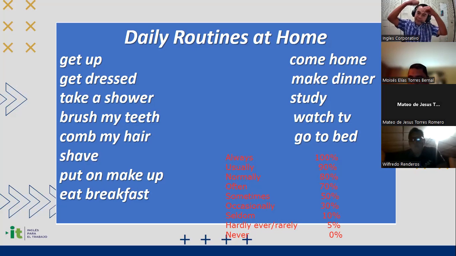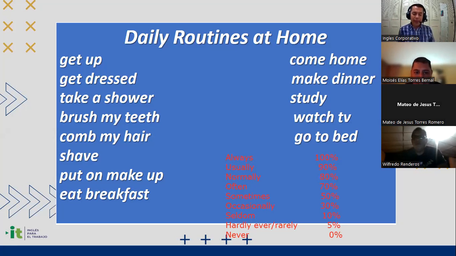Good. Comb my hair. Usually comb my hair. I usually comb my hair every day. I know, but the more... only usually, right? Normally, when you use a frequency adverb, it's not necessarily every day. Only say, I usually brush my teeth at 7:30. I normally comb my hair at 8 o'clock, et cetera, right?